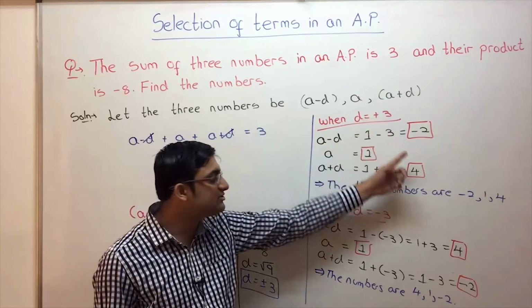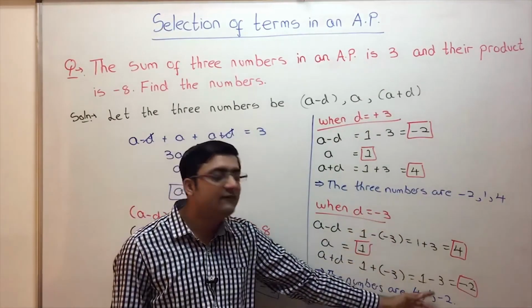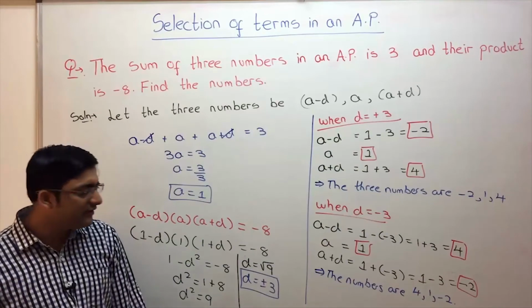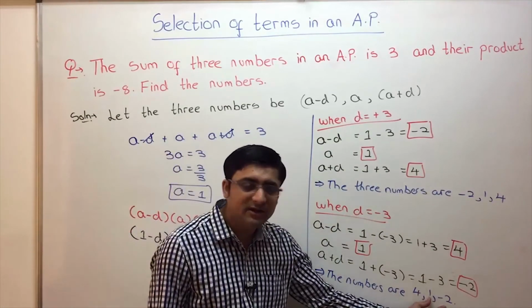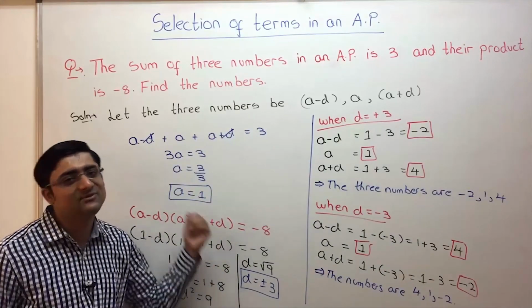So corresponding to plus 3, the numbers are minus 2, 1 and 4. Corresponding to minus 3, the numbers are 4, 1 and minus 2. And you can also verify sum is 3, product is minus 8. So this is how you solve such type of questions.